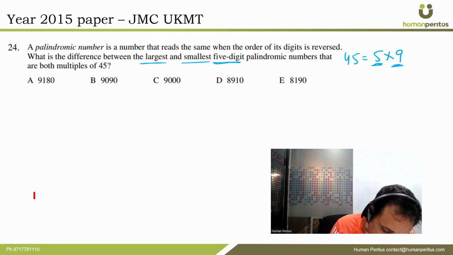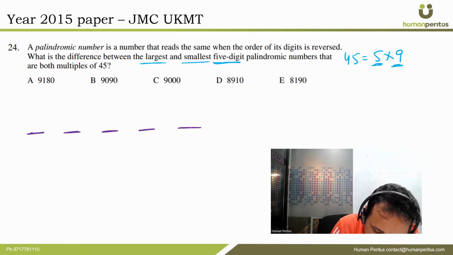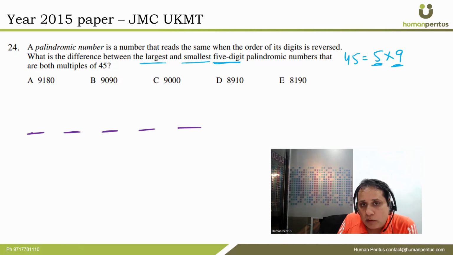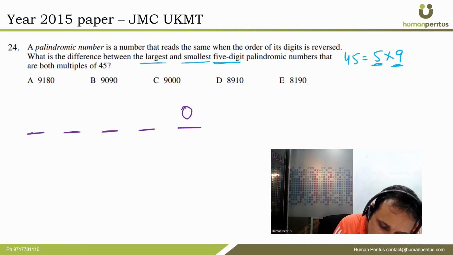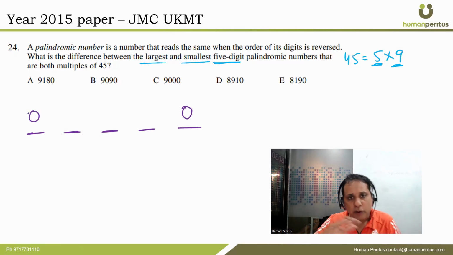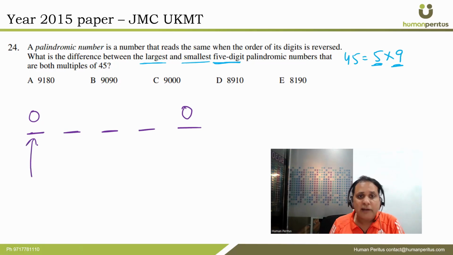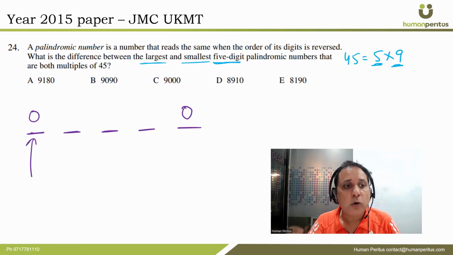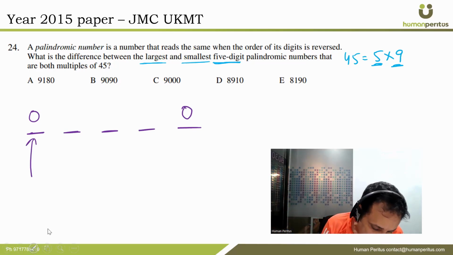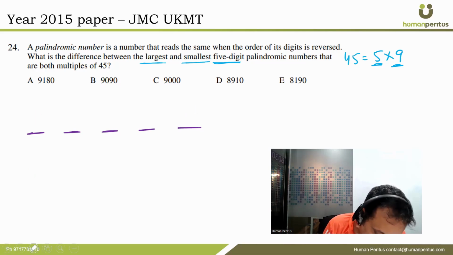So let me create slots. 1, 2, 3, 4, 5. These are my 5 digits. If it has to be a multiple of 5, then the last digit has to be either 0 or 5. And this number is palindromic, so if the last digit is 0, the same digit will be at the front, and it will not remain a 5-digit number. It will become a 4-digit number. Therefore, the last digit cannot be 0.